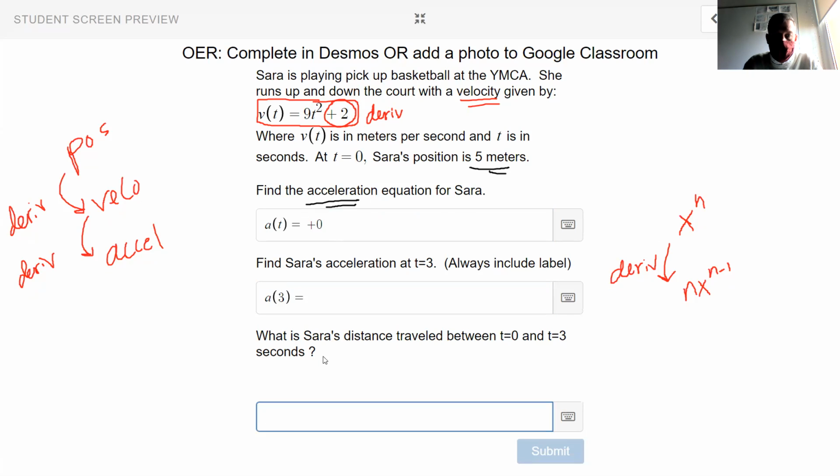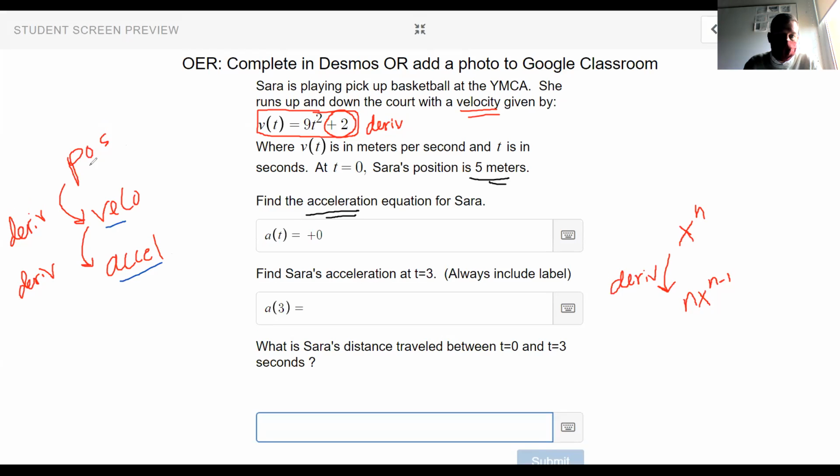Great. And then finally, what is Sarah's distance traveled? Now, this is where we've got to think. We have velocity formulas and acceleration formulas, but we need distance. Distance is a form of position, where she is, how far she's gone, not how fast she's increasing. So we can basically just go from velocity back to position, which means the antiderivative. Okay, so I got to take the integral from 0 to 3 of 9t squared plus 2.